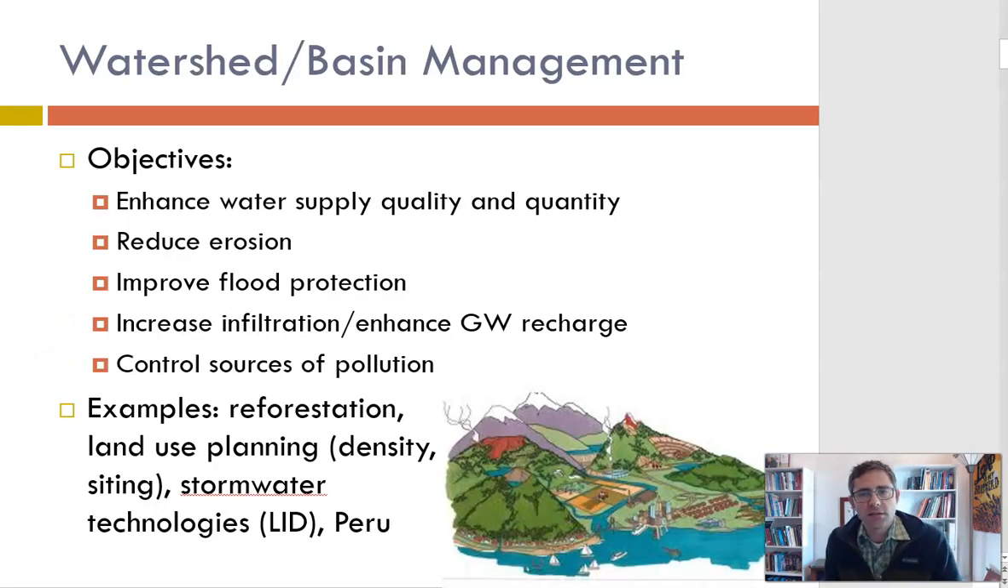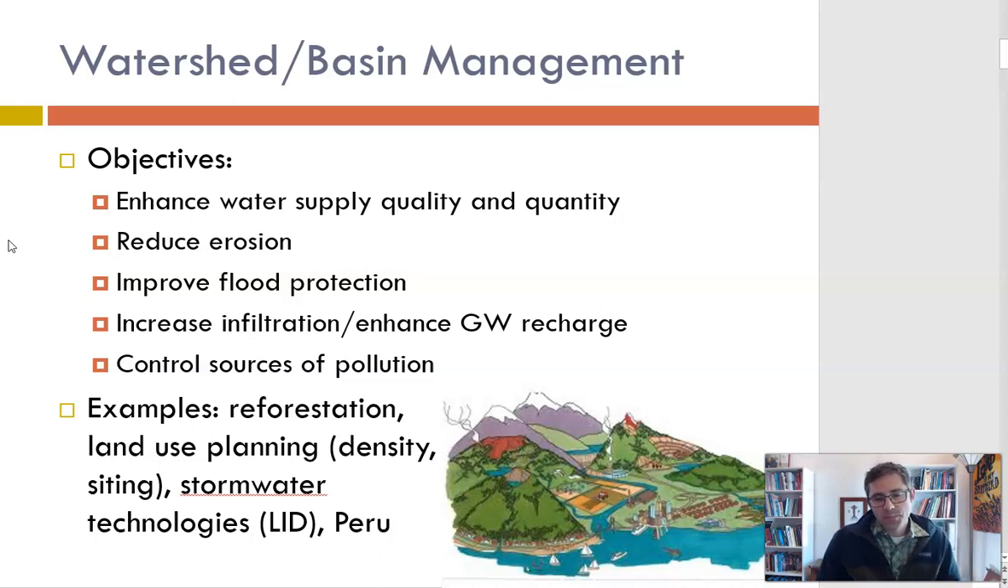So, watershed basin management. When we think about the hydrologic cycle and our little hydrology box diagram, it all starts with precipitation. And so if we're going to manage our water resources, it starts by saying, let's manage our watershed where our rainfall falls, to maximize both quantity and quality. So that is our goal. We want to reduce erosion. Erosion is problematic for a number of reasons.